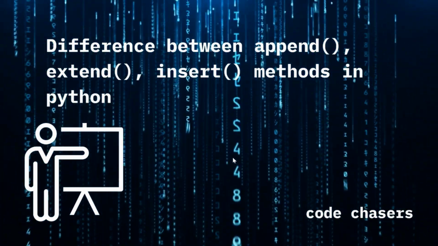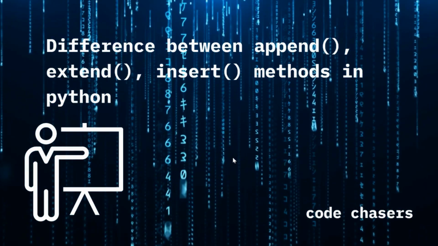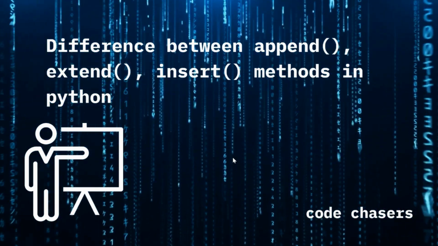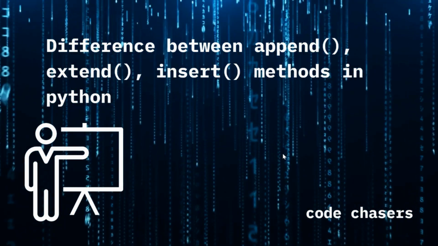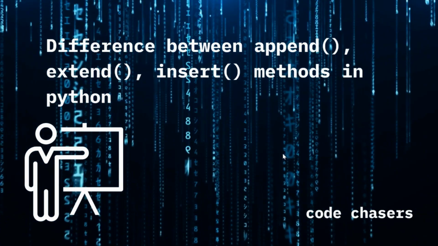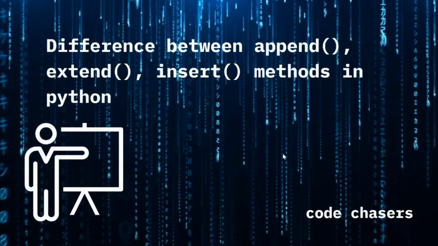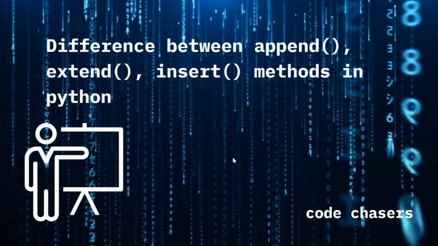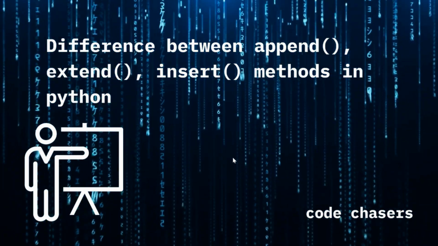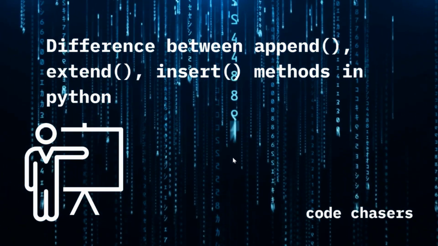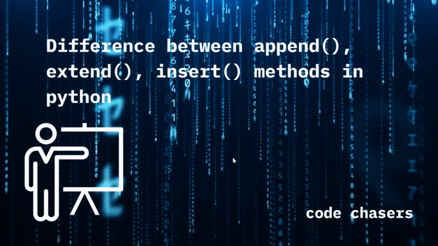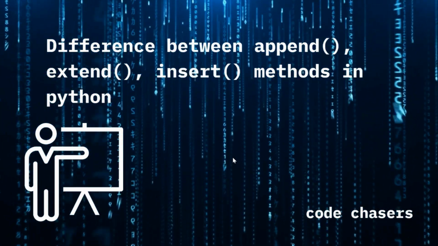Here, what is a container? In Python, a container is a collection of elements. We can say a list is a container. We apply append, extend, insert methods on lists. Lists are mutable. That means we can add or remove elements in the list. So we will see append, extend, insert methods in Python in detail.